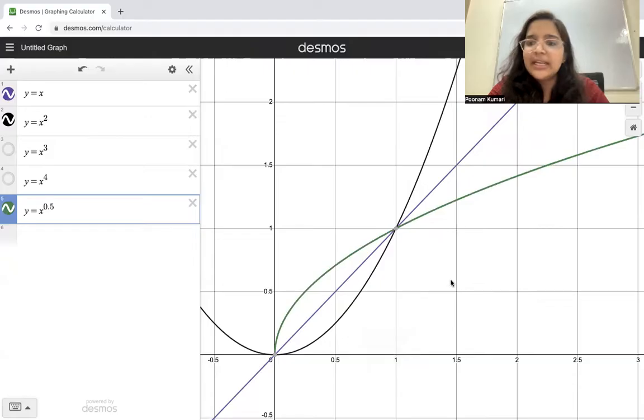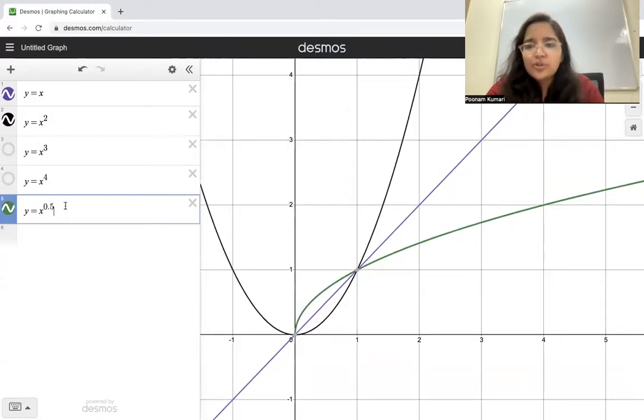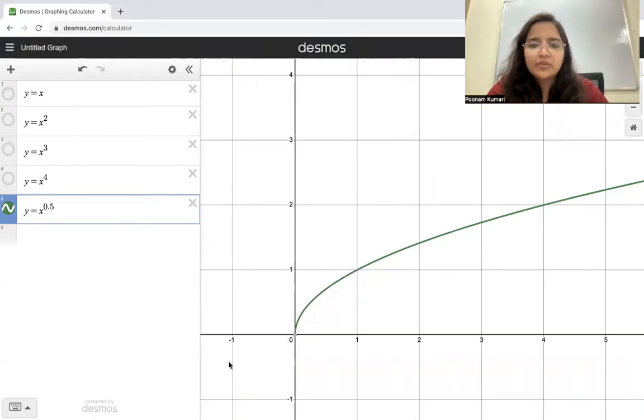So this green color की जो line है, that is my graph for x, y equals to x power 0.5, which is also you can say y equals to root x का जो ग्राफ है वो इस तरीके से हमें दिखाई देता है, ठीक है. So this is my y equals to x power 0.5 graph, ठीक है.